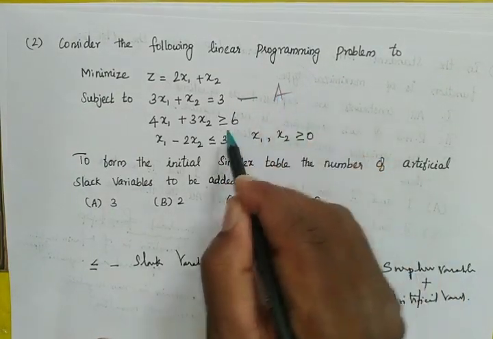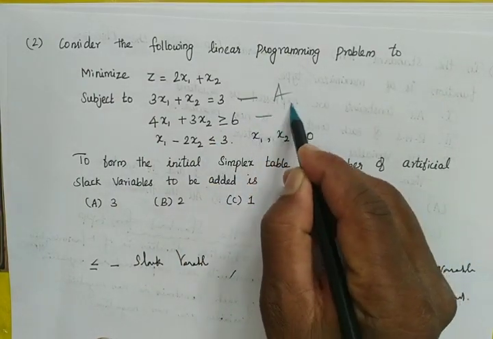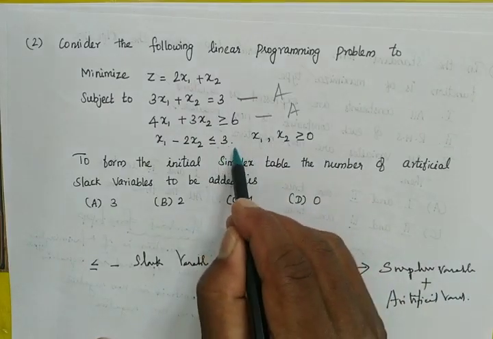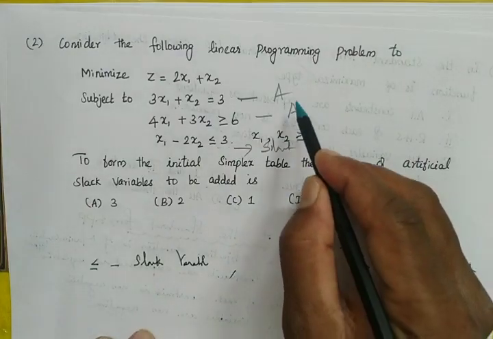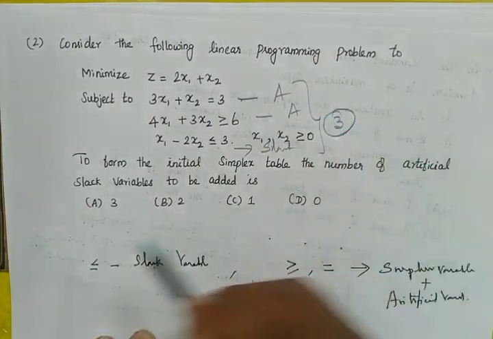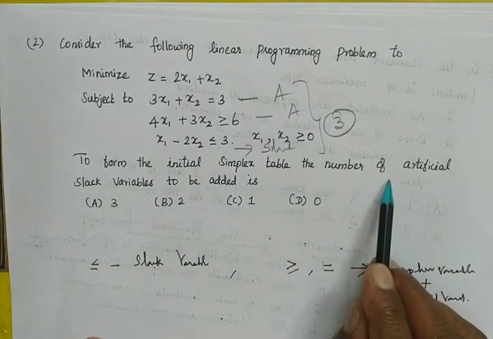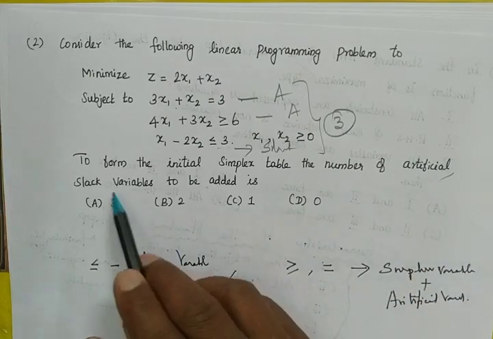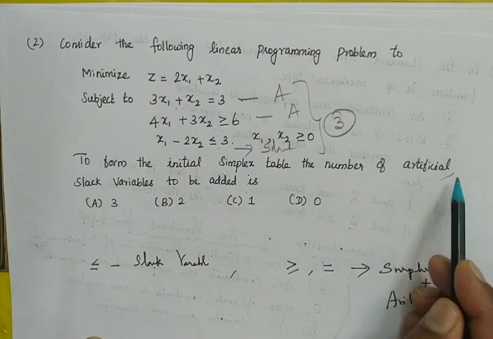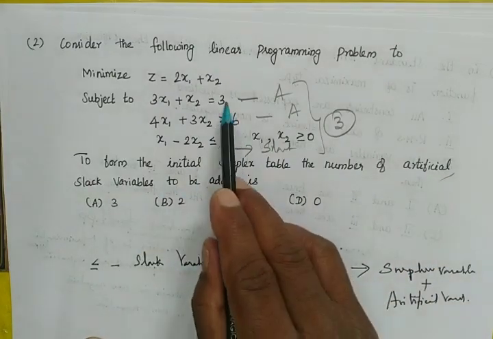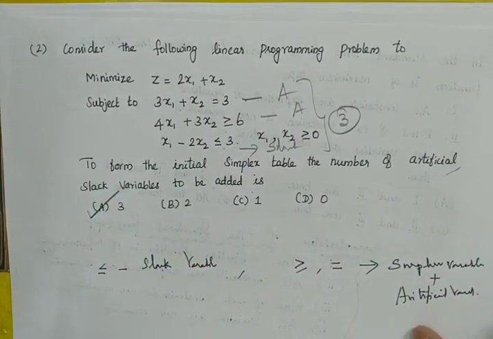Here, for greater than or equal to, you introduce an artificial variable plus a surplus variable. For less than or equal to, you introduce a slack variable. So totally how many variables do you need? Three variables. Therefore, option A. To form an initial simplex table, the artificial and slack variables to be added: artificial comes in two places, slack in the third. So three variables are to be added in this problem.